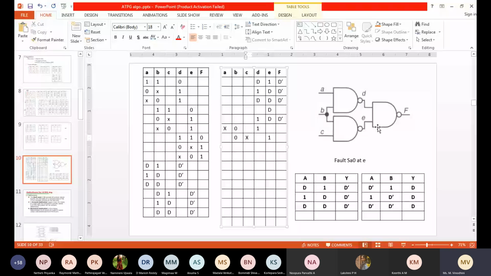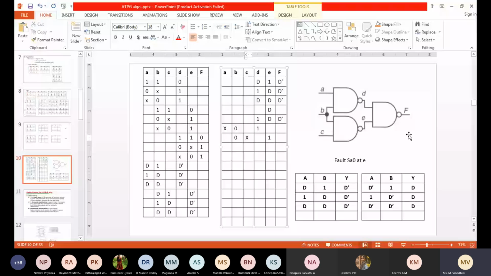If you have understood the concept, remember activation, propagation, line justification. You can directly enter the values in this table and get the answer. If you are thorough enough, within a few seconds you can get the answer. And if the question asks what procedure needs to be followed, you can go with the procedure and verify your answer.